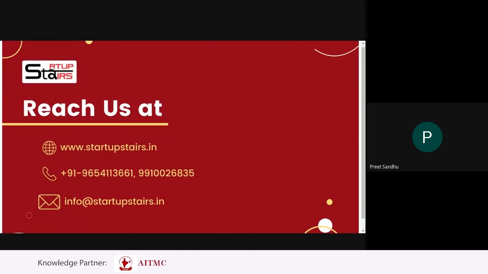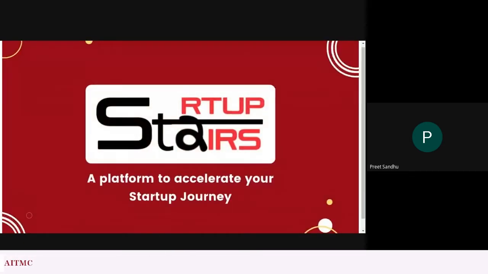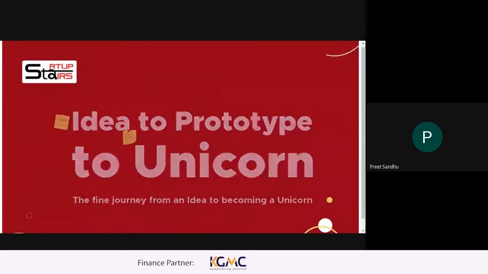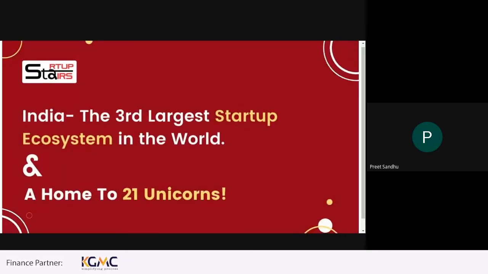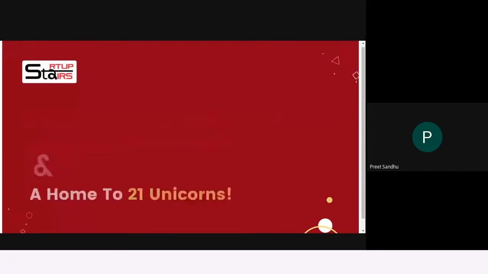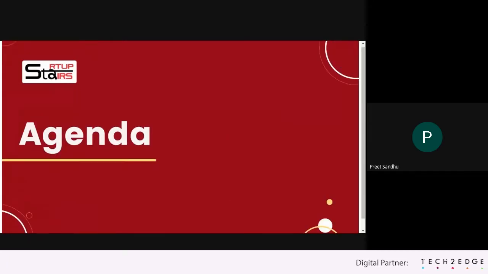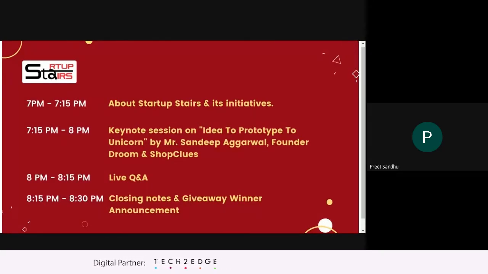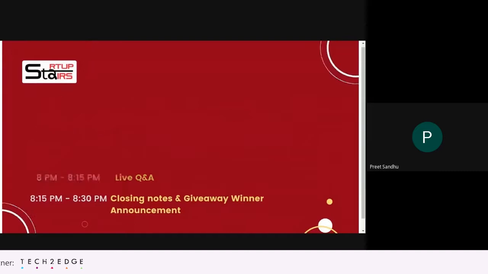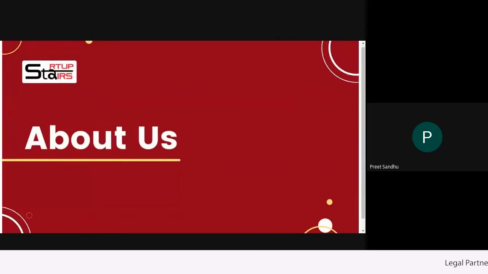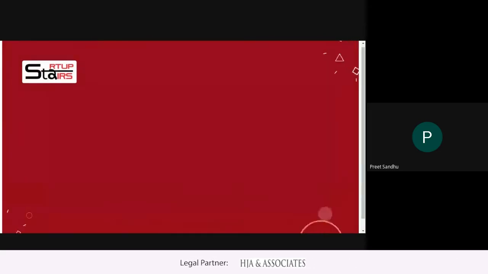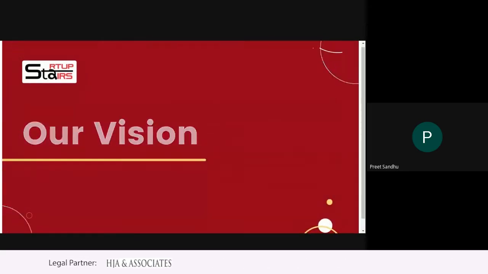Our founding members are from various domains such as technology, marketing, and legal. We benefit at two significant checkpoints. Investors get reliable, filtered and credit-checked startups, and their risk of investment is less. Likewise, startups also benefit from the easy investor access and comprehensive support by the core team of Startup Stairs. Through today's session, we want to enlighten our audience about the fine journey from the idea to prototype to the unicorn. So that's all about Startup Stairs, and we have recently started the webinar series.